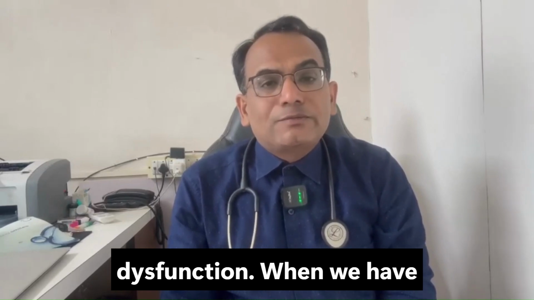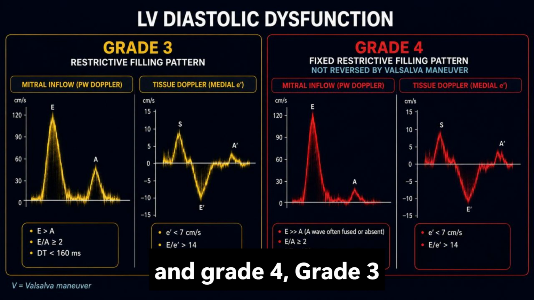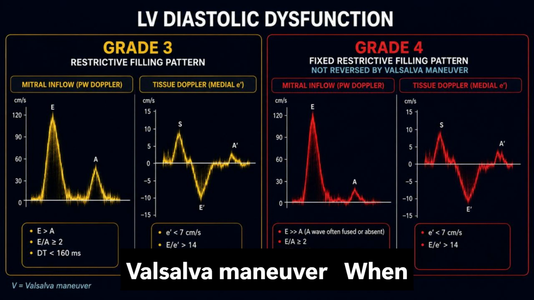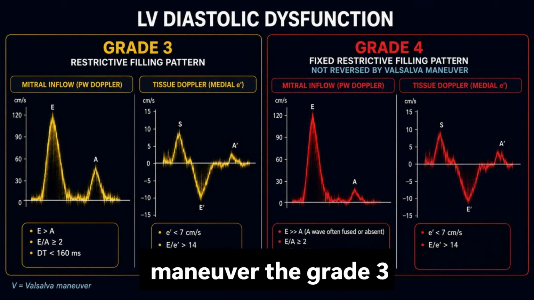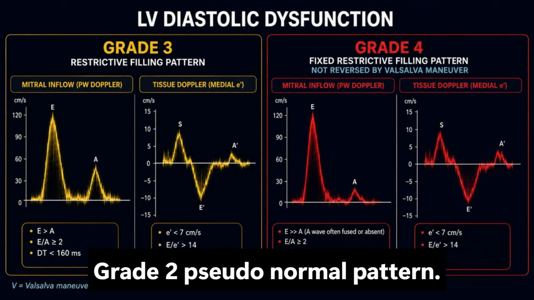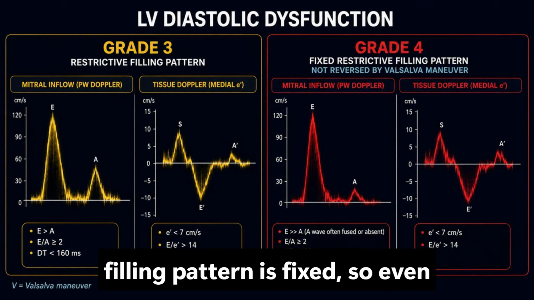When we have to differentiate between grade 3 and grade 4, grade 3 LV diastolic dysfunction is reversible on Valsalva maneuver. When we tell the patient to perform Valsalva maneuver, the grade 3 LV diastolic dysfunction converts into grade 2 pseudo-normal pattern, and in grade 4 the restrictive filling pattern is fixed.